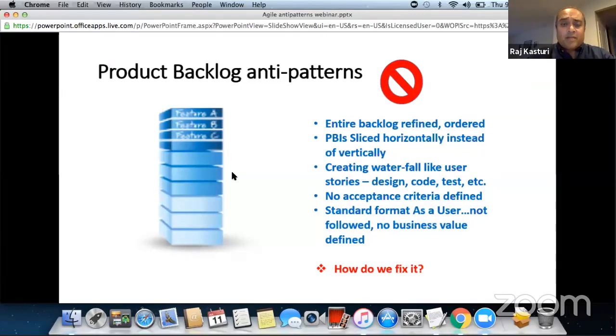So product backlog items need to be ordered. Don't refine the entire product backlog. Just look at the top three here: 1, 2, 3. Feature A, feature B, feature C, and then you can refine the other ones. See, the bigger ones are at the bottom of the stack here.